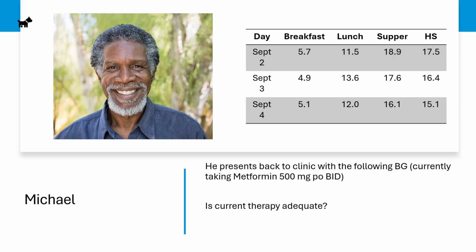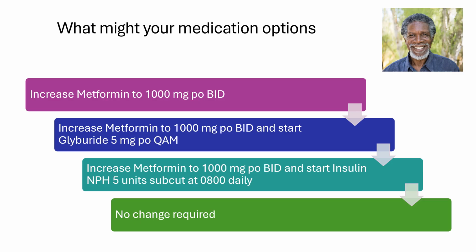And so we get him on the metformin, 500 milligrams, and he comes back here. Look, his fasting glucose levels are now within target, but things are going a little bit haywire the rest of the day. So do you think that the current therapy is adequate with just the metformin? It seems to be working for the overnight time. It's brought his fasting levels down. It's brought his lunch down a little bit, but it's really not doing well for the rest of the day.